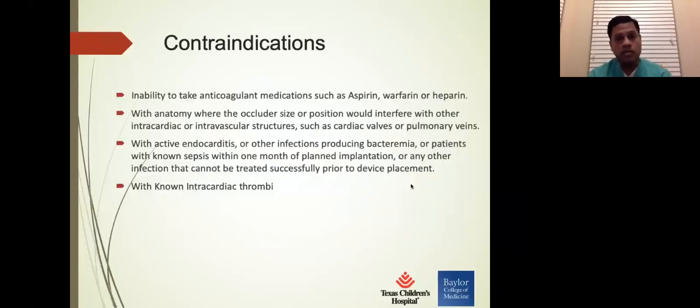So contraindications for transcatheter ASD closure would be if you cannot take anticoagulation medications such as aspirin or warfarin, because the current recommendation is to have patients on aspirin or Plavix at least for 6 to 12 months after the ASD closure because of the concerns for TIA or stroke. Other contraindications would be if the device is large enough that it would interfere with other structures, cardiac valves or pulmonary veins, if there is active endocarditis, or if there are intracardiac thrombi.